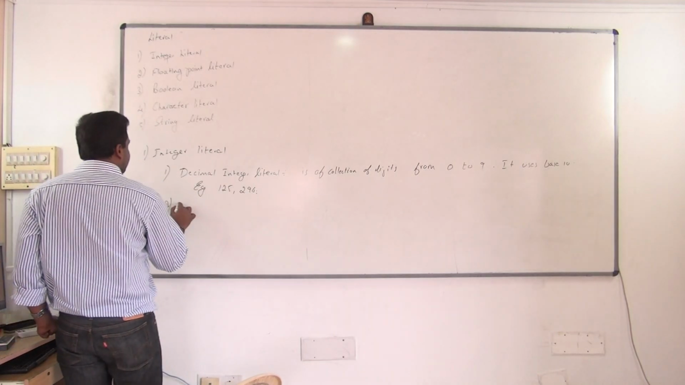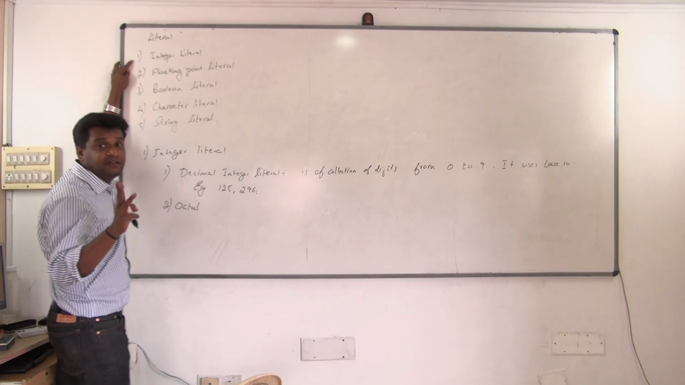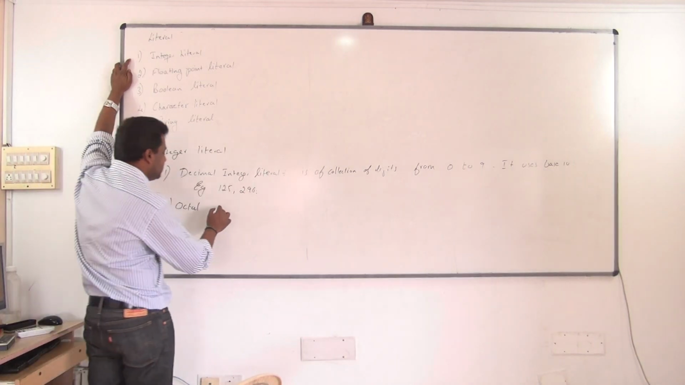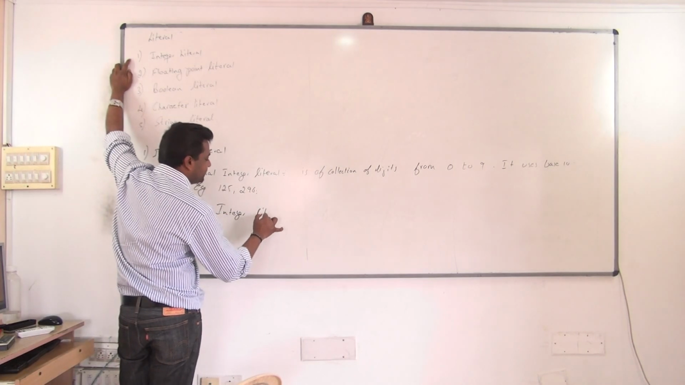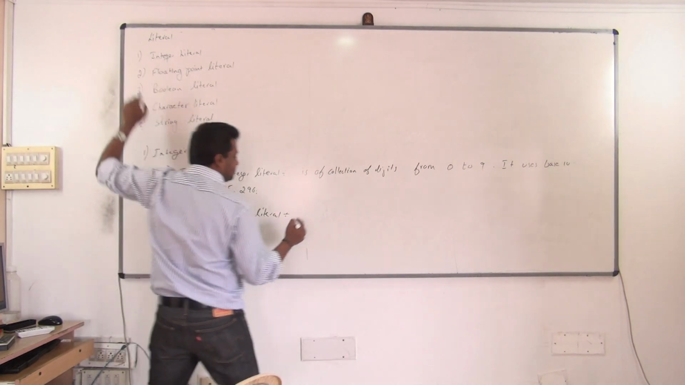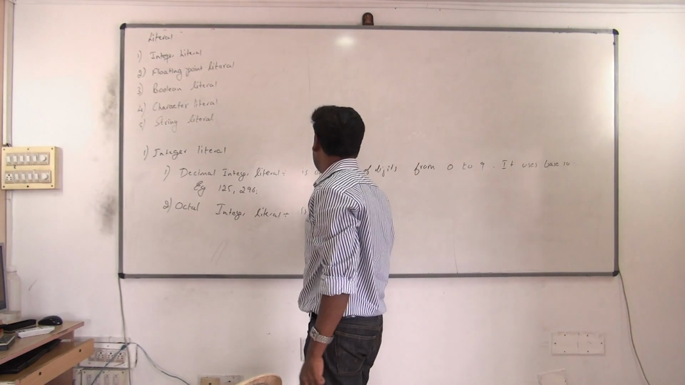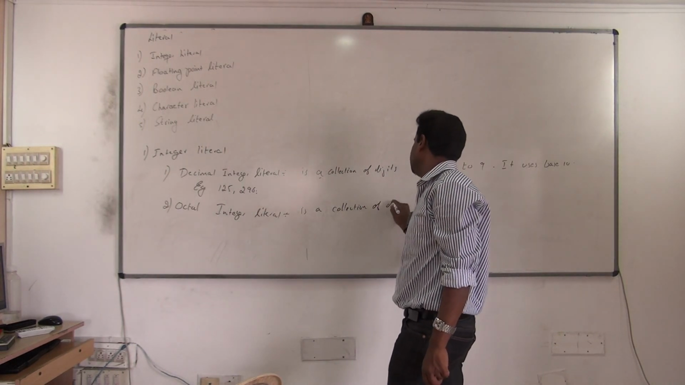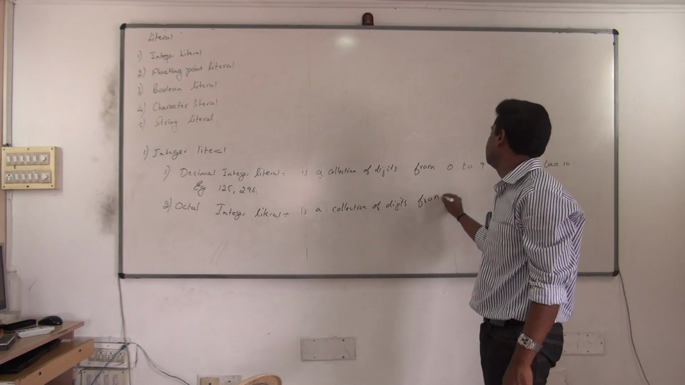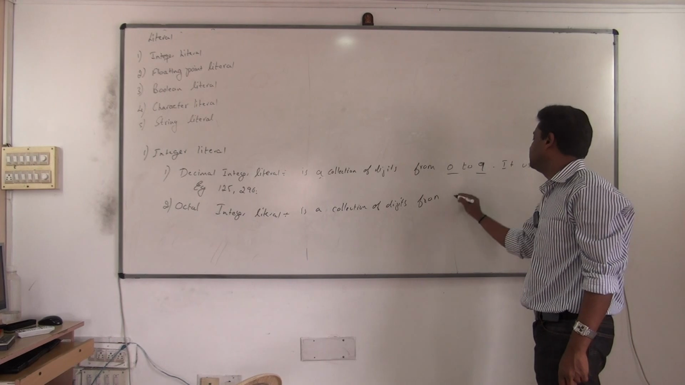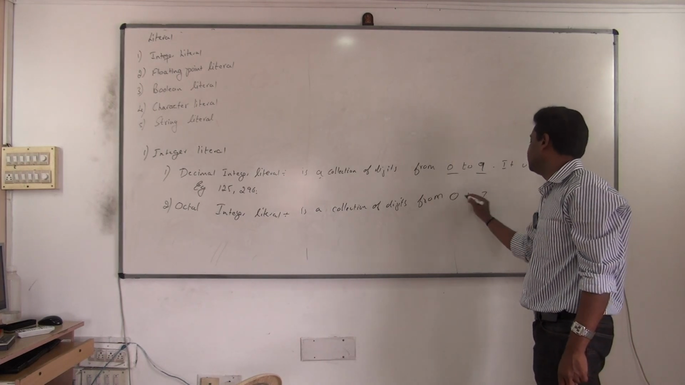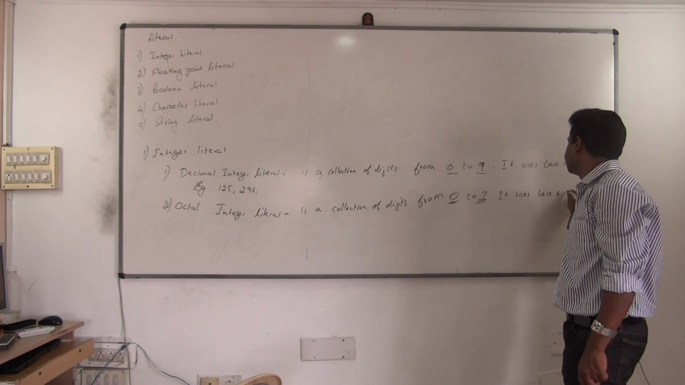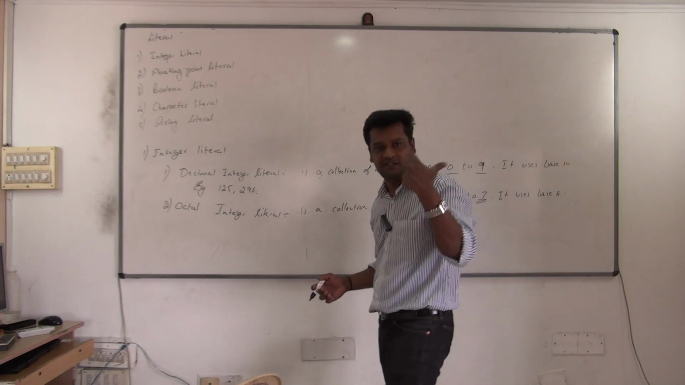Okay. So then next point. Next one now. Octal integer literal. See, in integer literal itself there are three types. I'll code and show you now. This is a collection of digits from where to where? This is 0 to 9, this is 0 to 7. And it uses what? Base 8. Java always supports these three things for integer literals.